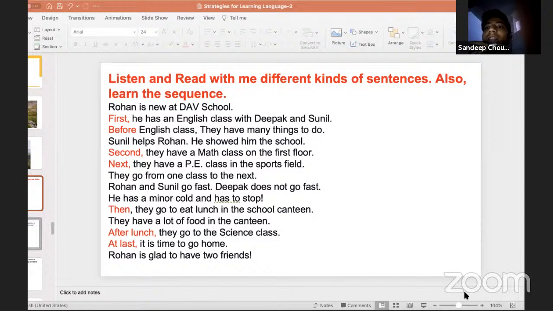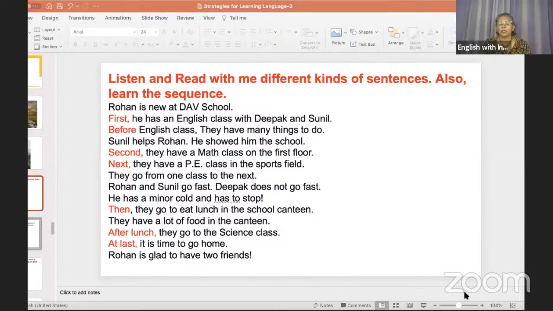Then they go to eat lunch in the school canteen. They have a lot of food in the canteen. After lunch, they go to the science class. At last, it is time to go home. Rohan is glad to have two friends.